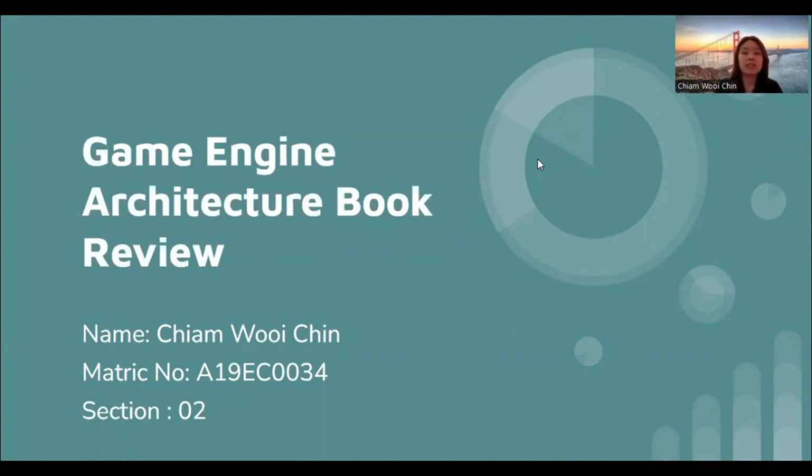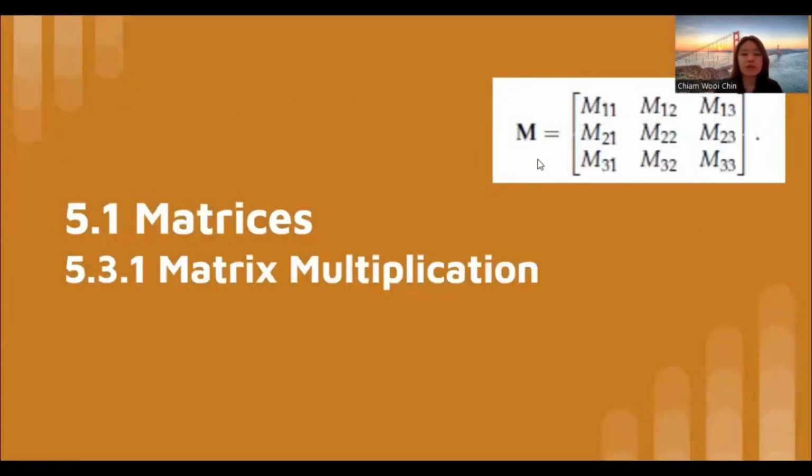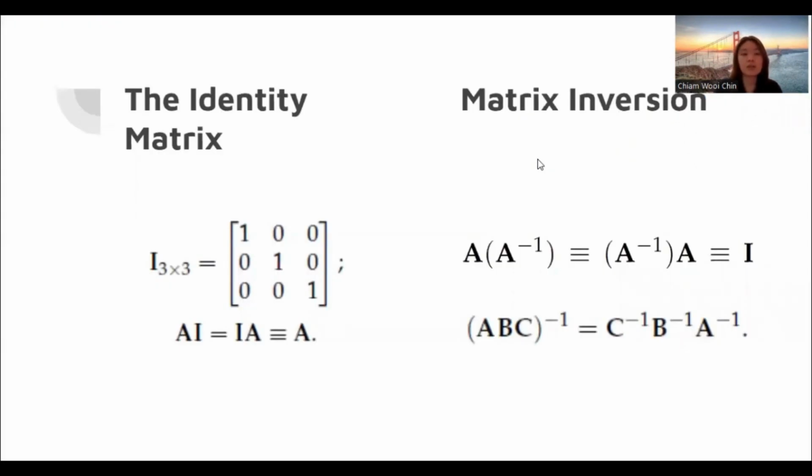Now I'm going to present the book review of Game Engine Architecture. My reading part is from chapter 5.3 Matrices to 5.4 Containers. A matrix is an arrangement of numbers in rows and columns, with m rows and n columns. Matrices are useful for representing linear transformations such as scaling, rotation, and translation. Matrix multiplication is a common operation in linear algebra. It's worth noting that the inverse of a series of concatenated matrices can be expressed as the reverse order of the inverse of each matrix.